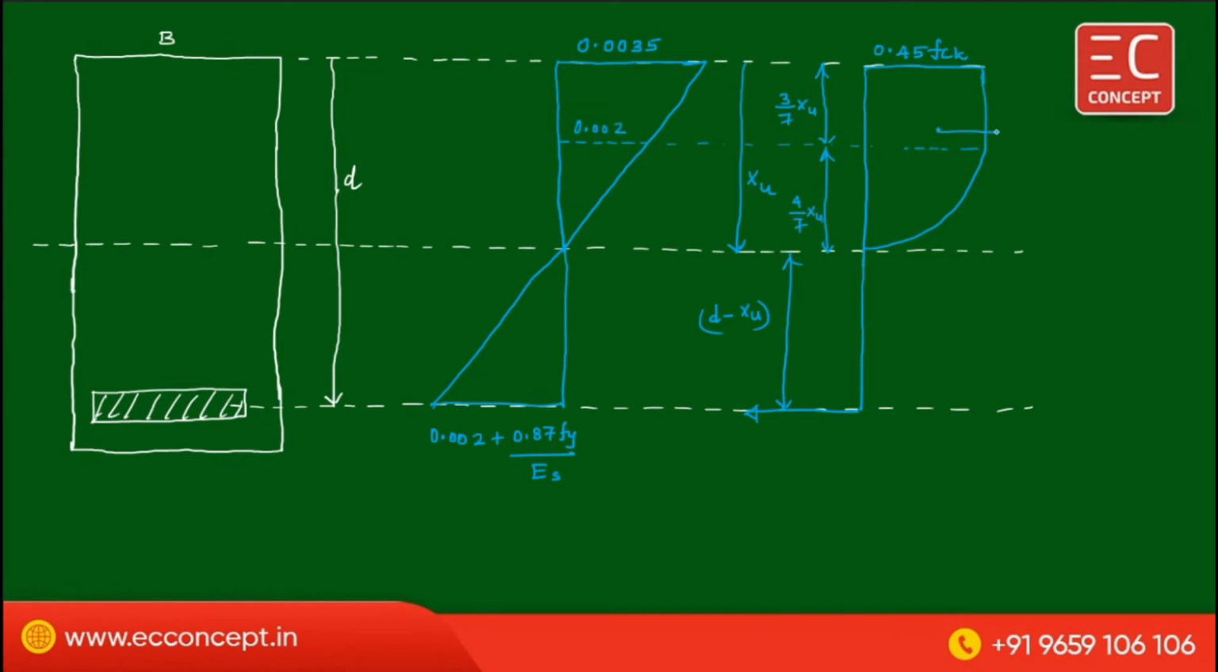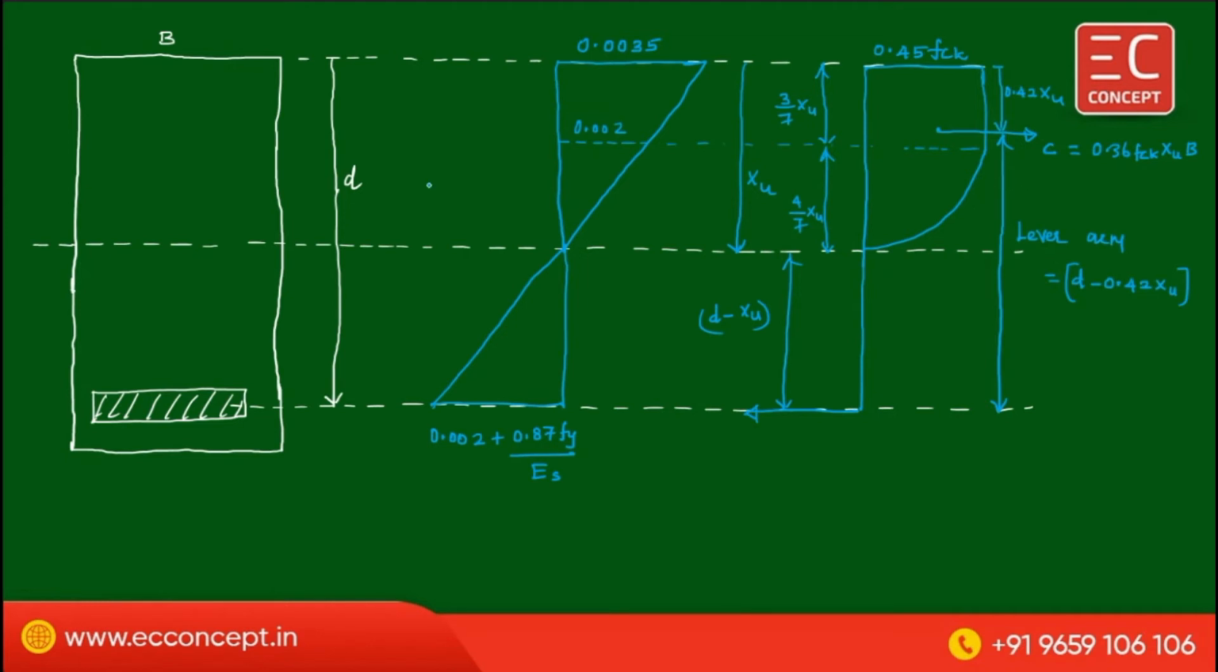And the total compressive force C acts at a distance of 0.42 Xu, and C is equal to how much? 0.36 fck Xu into b. This is the area of the stress block into b, meaning the total breadth. And the distance between the two forces is the lever arm, which is equal to d minus 0.42 Xu.